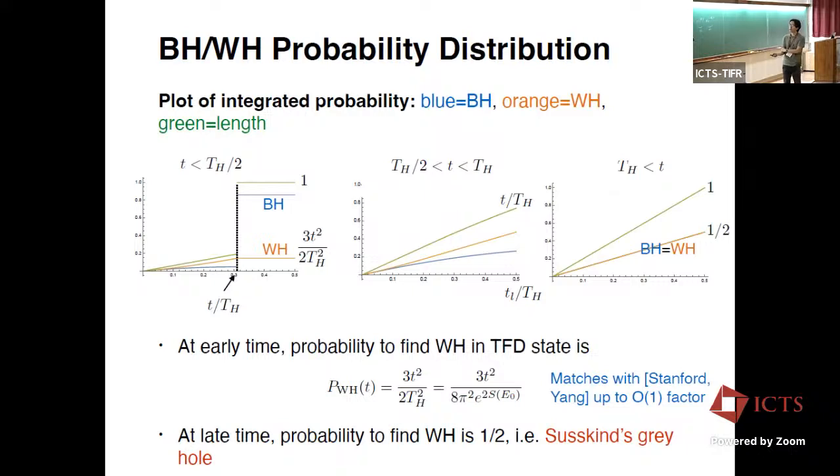And indeed, for the early time, we can get this quadratic increase of the white hole probability distribution, which matches the Stanford-Yang paper up to an order 1 factor.